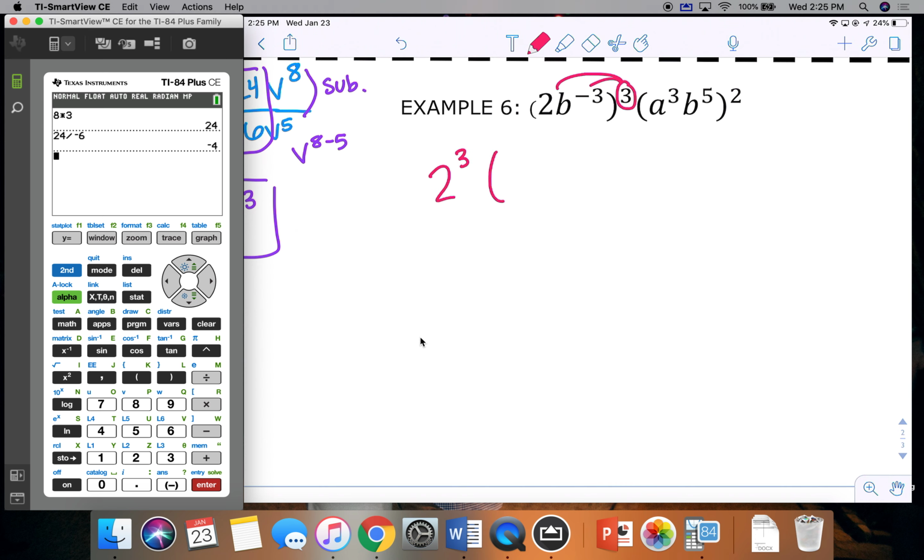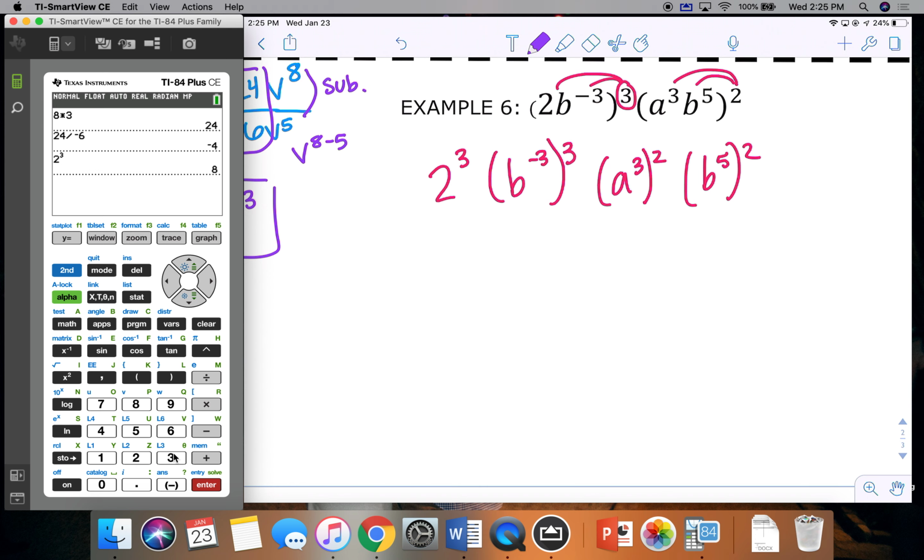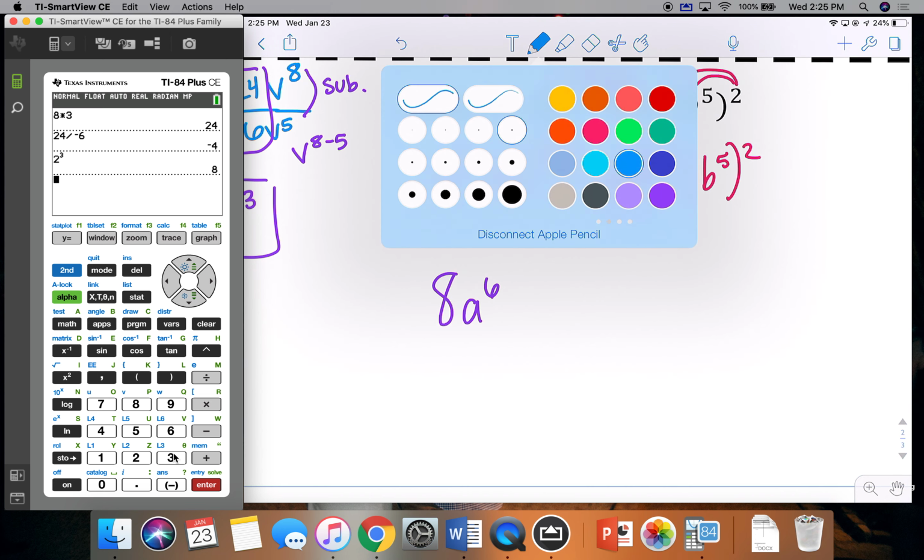So example 6, when you have a power to a power, you distribute. So we have 2 cubed, and then we have b to the negative 3 cubed, and same thing here. A cubed is squared, and b to the 5th is squared. So with the numbers, I'm going to plug in 2 raised to the 3 is 8. A's, I have 2 times 3. These are multiplied because they're sitting right on top of each other. So 3 times 2 is 6.